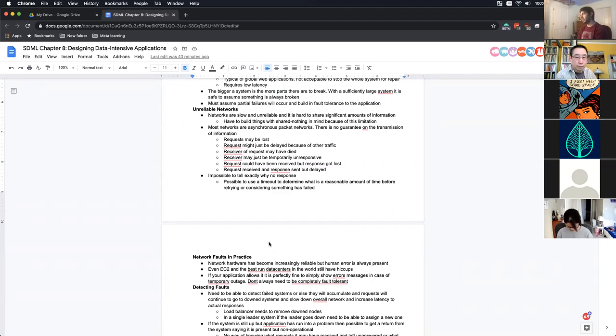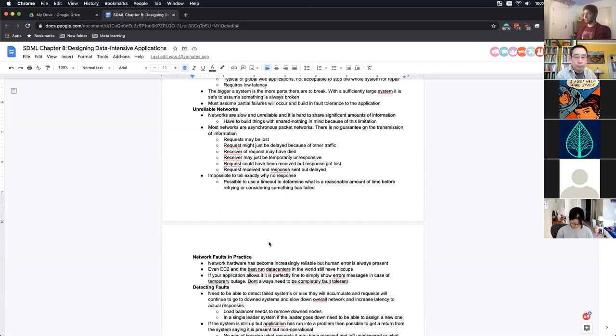One of the things they were noting is that most networks are asynchronous packet networks, and that there's no real guarantee on the transmission, either in terms of whether the message will actually get there, or when it will actually get there. It can take varying amounts of time for it to be sent and received. So there's a whole bunch of different scenarios that can go wrong there.